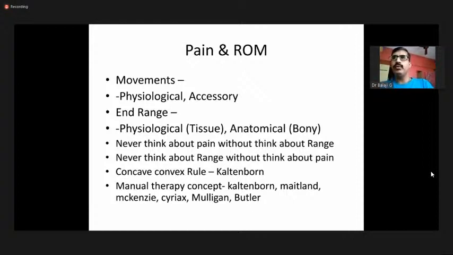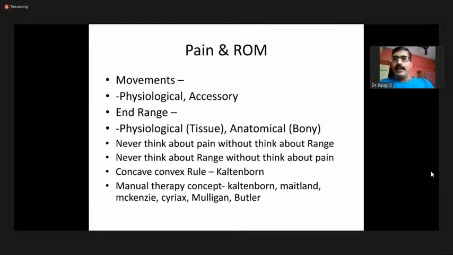If you want to improve the range of motion, you have to think about the pain and reduce the pain. Unless you reduce the pain, you can't improve the range. Vice versa, if you want to reduce the pain, you have to improve the range. Without improving the range, you cannot reduce the pain. That's it. This is the main core concept: the pain and the range of motion. Only reducing the pain is not possible. You have to improve the range; by improving the range, only then can you reduce the pain. And to improve the range, without reducing the pain, you can't improve the range. So this is vice versa.